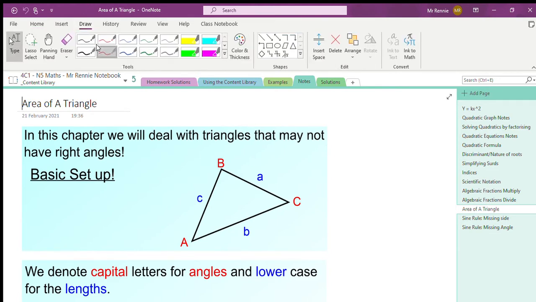You'll be able to see quickly that they are opposite each other. For example, if I want to label this angle down here as angle A, that means the side opposite would be side a. Same for side b and angle B, they're opposite each other, and same for C with length c there as well. So that's the basic setup we're going to have.